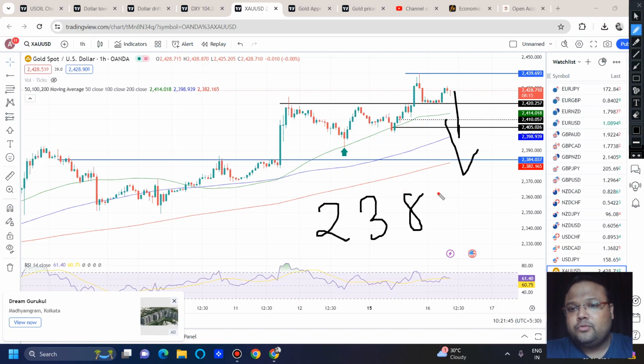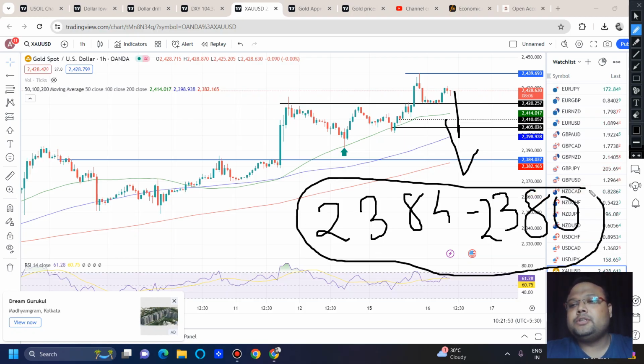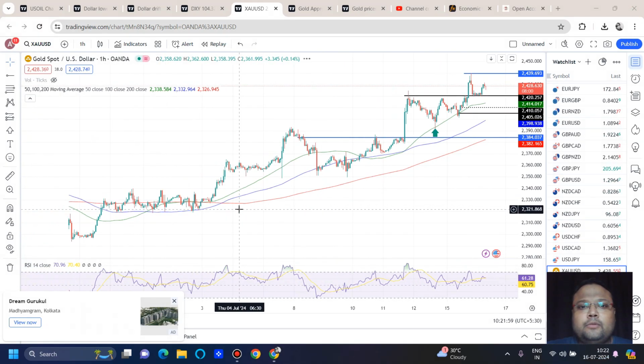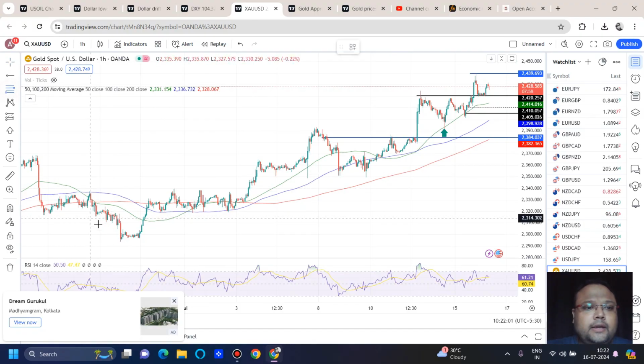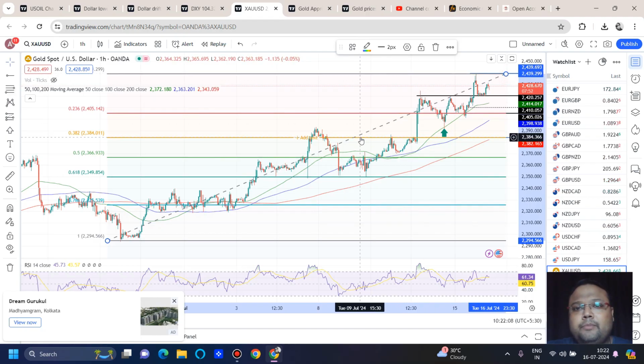then the best level to go for a buy right now is around 2384, sorry, 2384, 2380. This is the best level on the chart of gold where we can look for a buy position. 2384, 2380. You must be wondering why. Here we are using FIBO, and we have found that we have the FIBO 38.2% retracement level.